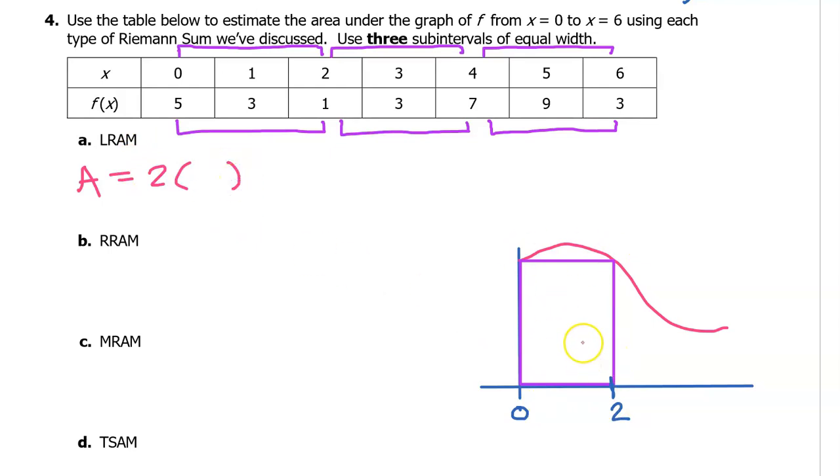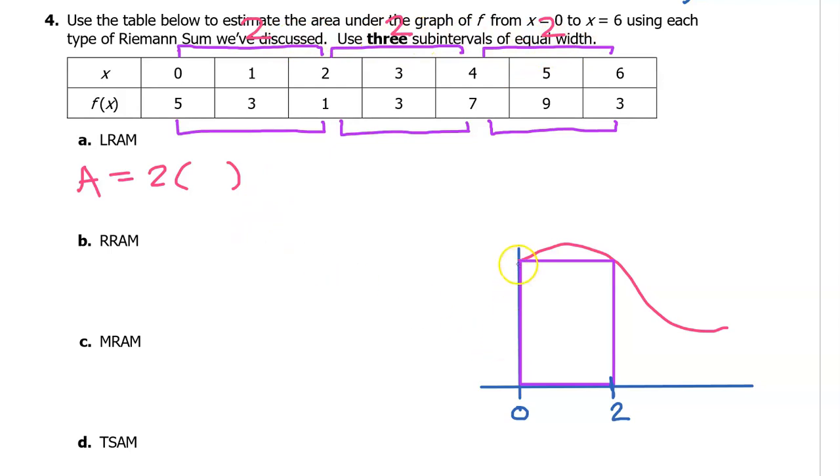We didn't have to draw this picture. We can just see that from 0 to 2, these are separated by a width of 2. So we could find that right off of here. And in fact, let's go ahead and go through the rest of these. Well, from 2 to 4, that's also 2. From 4 to 6, that's also 2. And that makes sense because they said we needed to do 3 subintervals of equal width. So of course, the widths are all 2.